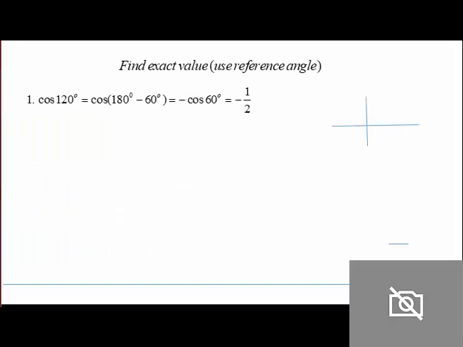Next, we see how to find the exact value of some trig functions. So cosine 120, I split this one as 180 minus 60, and why, you will see. Just say this is your 120 degree angle.